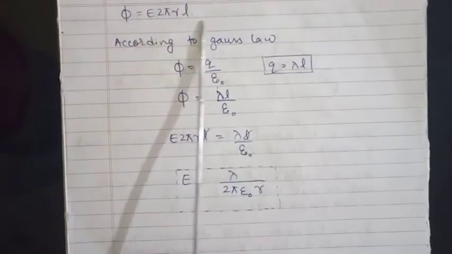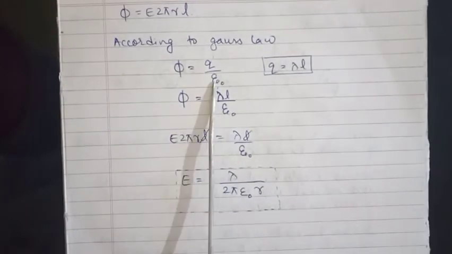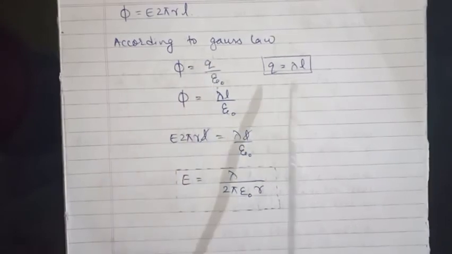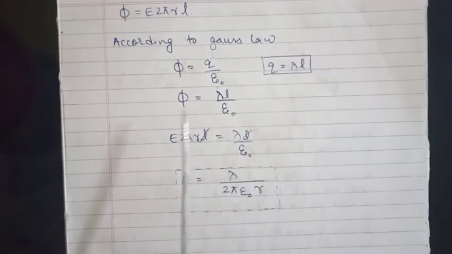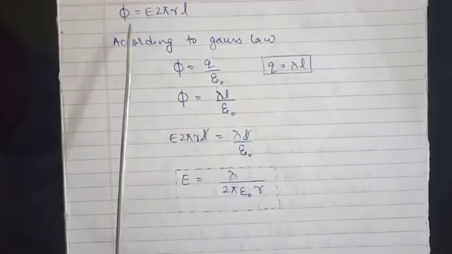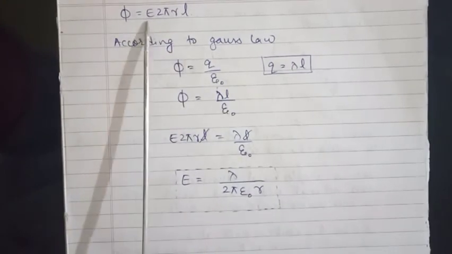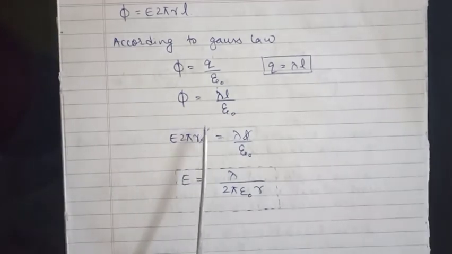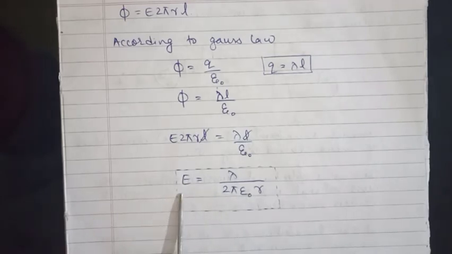According to Gauss law we know flux is 1 by epsilon naught times the charge enclosed, and we have already found out the cylinder encloses the charge of lambda L, where lambda is the line charge density. So phi is equal to lambda L by epsilon naught, and we know flux is E 2 pi RL. So if you put the value, L will get cancelled, so this part will come down, so electric field will be given by lambda by 2 pi epsilon naught R.